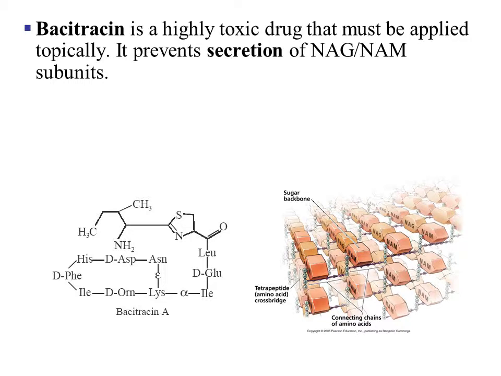The next drug category we will talk about is bacitracin. Bacitracin is a highly toxic drug that must be applied topically. This drug is going to prevent the secretion of the actual NAG and NAM subunits.